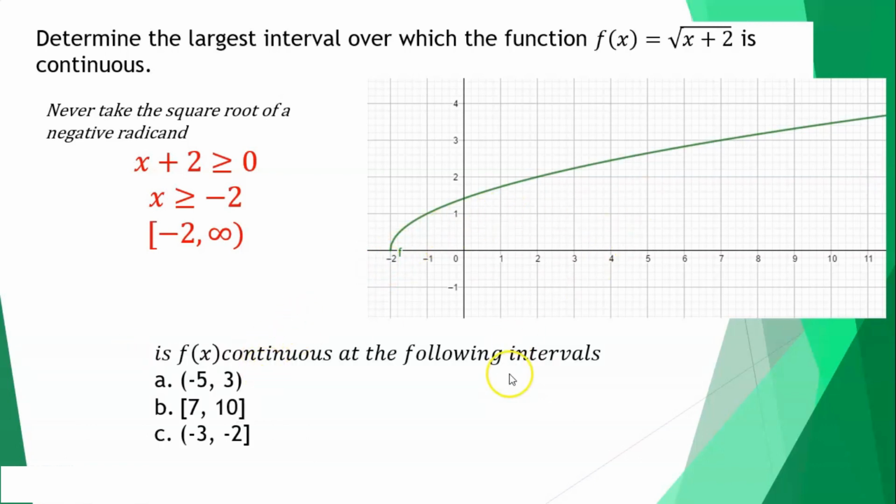Now, based on this graph, are the following intervals continuous? From negative 5 until positive 3, our answer here is no. So take note, you only start at negative 2. What about from 7 until 10 bracket? Our answer is yes. What about from negative 3 until negative 2 bracket? Our answer is no. Okay, take note of that.